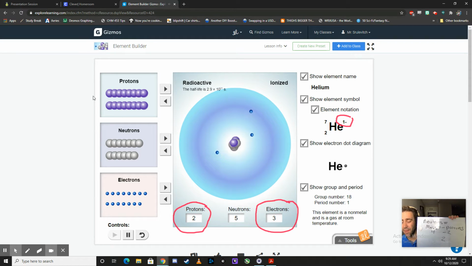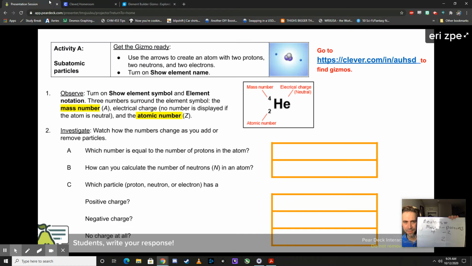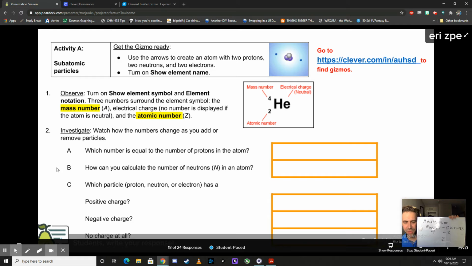However, neutrons have no charge. Okay, that's very important that you understand that. Okay, so that's questions 1 and 2. Let's go to the next one.